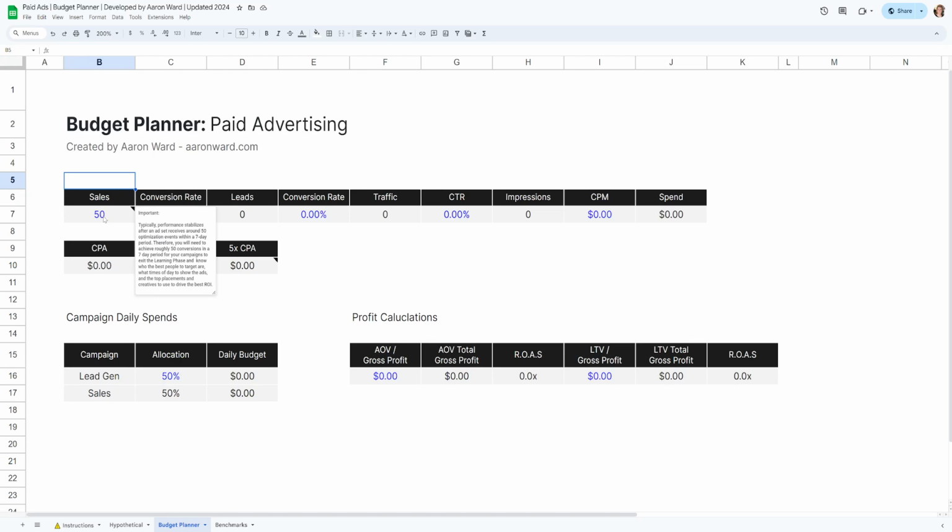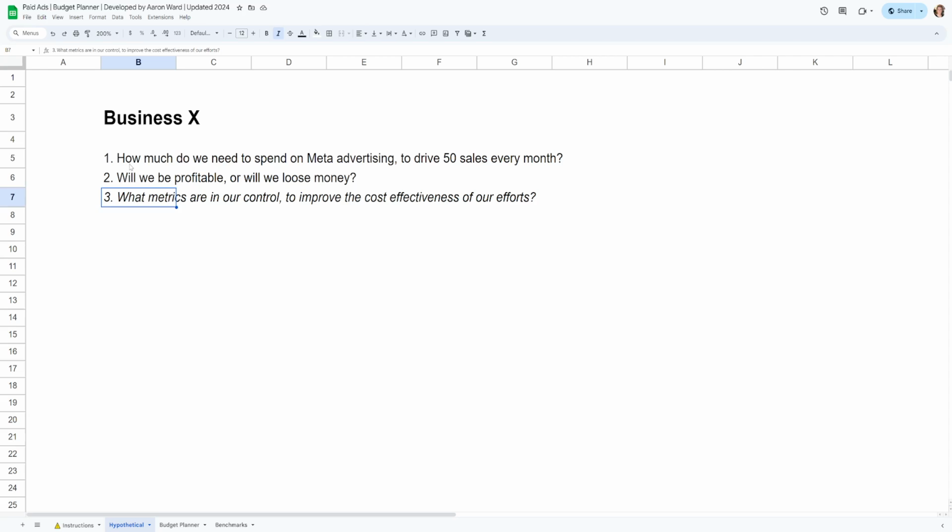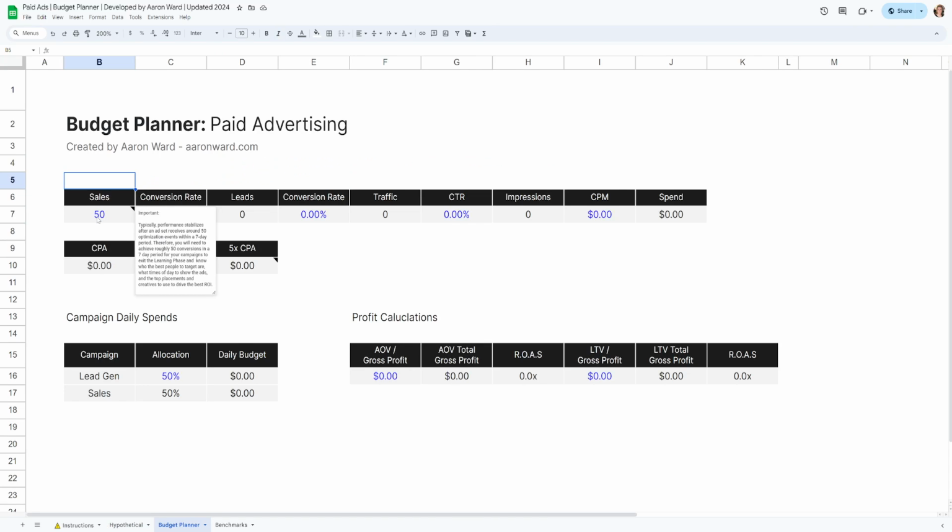So with that in mind, 50 is why we've set this, because we need to at least achieve 50 sales every 7 days. But if we go back to our hypothetical here, we need to drive 50 sales every month. With that being considered, we essentially need to triple this. We need to be driving almost 200 sales every month, because we need 50 every 7 days.